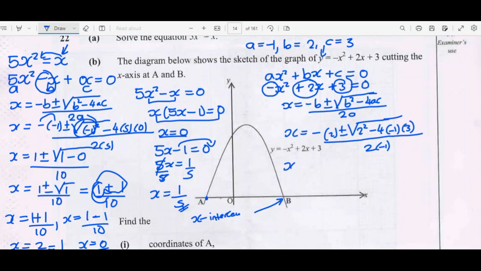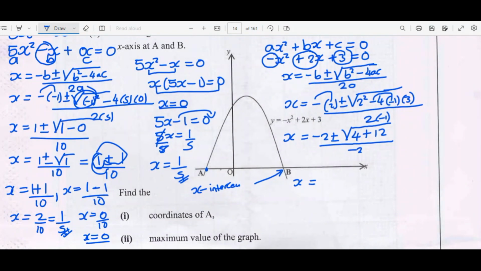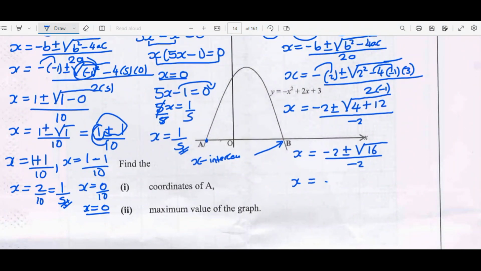Right, so x is equal to negative times positive 2 is -2 plus or minus the square root of 2 squared, which gives us 4. Negative multiplied by this negative will give us positive 4 times 1 times 3, we get 12, divided by -2. Then we simplify the part under the square root. So 4 plus 12 will give us 16. Then we need to find the square root of 16, which is plus or minus 4.